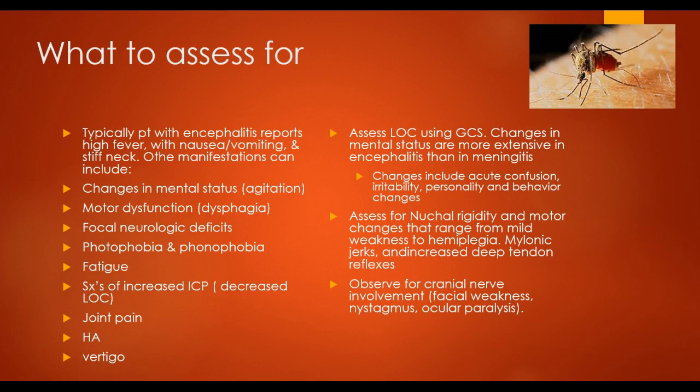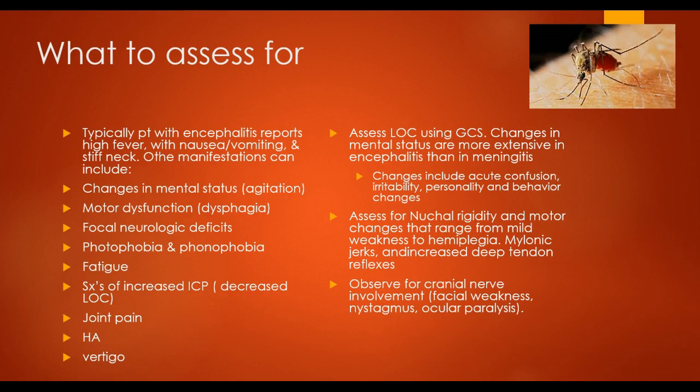But we're going to assess it the same way in terms of level of consciousness using the Glasgow Coma Scale. We're going to look for acute confusion, irritability, personality and behavior changes. We're going to assess for nuchal rigidity and motor changes that range from mild weakness to hemiplegia, myoclonic jerks, and increased deep tendon reflexes. We're going to observe for cranial nerve involvement: facial weakness, nystagmus, ocular paralysis.